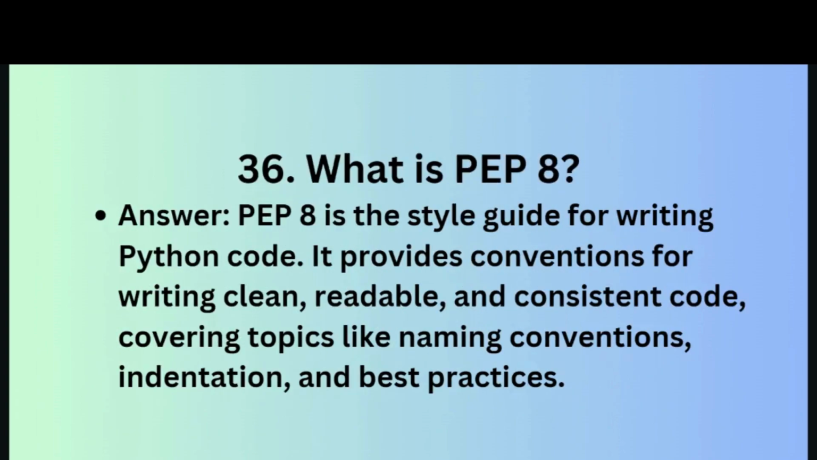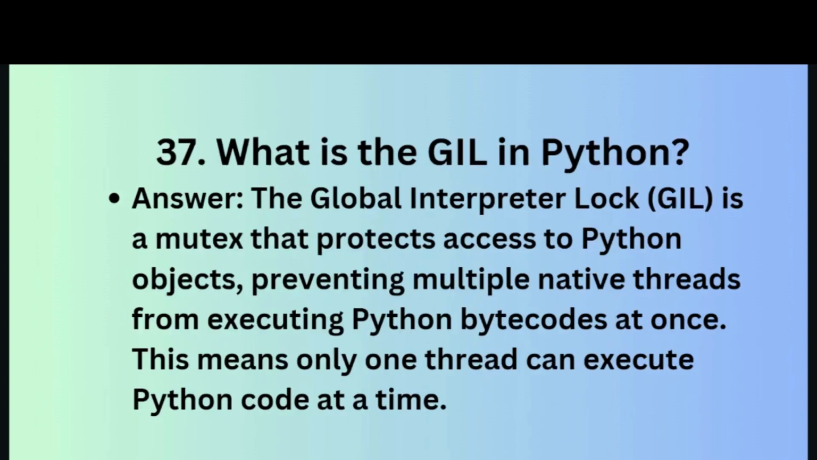What is PEP 8? PEP 8 is the style guide for writing Python code. It provides conventions for writing clean, readable, and consistent code, covering topics like naming conventions, indentation, and best practices.